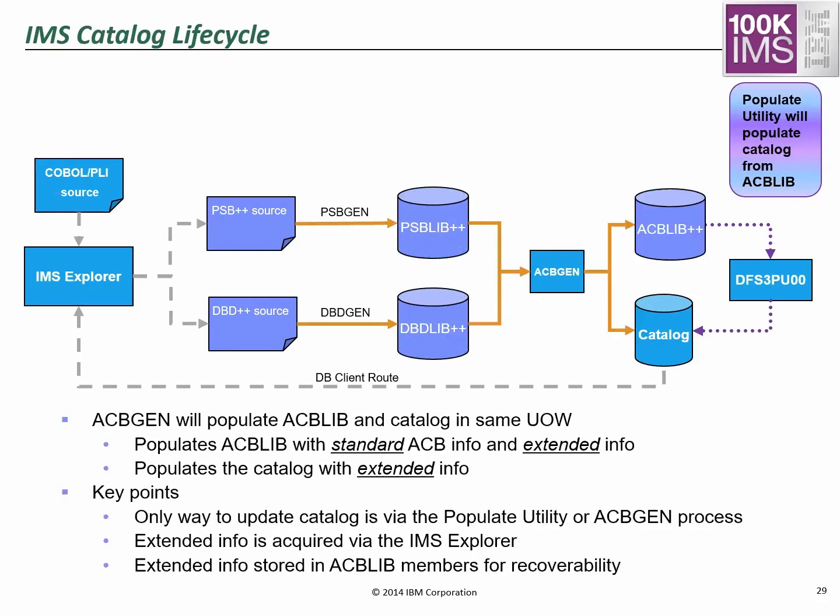And then we provide a new ACB gen utility. It's called DFS3UACB. And what that ACB gen utility does is it takes the PSBs from the PSB library, the DBDs from the DBD library. It does an ACB gen and puts that ACB block into the ACB library, and it decodes the ACB blocks and also puts it into the catalog. And this way now, the ACB library and the catalog remain in sync going forward. Now, any changes you make to the PSB go into the PSB library. Any changes you make to DBDs go to the DBD library. And then you would use this new ACB gen utility that we introduced for the catalog in version 12 called DFS3UACB.